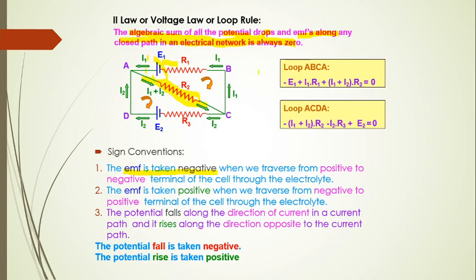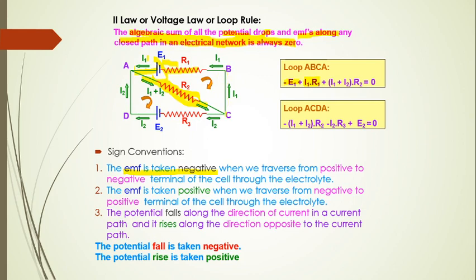Let us select one closed loop in this electrical circuit: A, B, C, A. In this closed path, start from point A. At this EMF, E1, we are moving from positive to negative, so it is minus E1. Across this resistance R1, we are moving opposite to the direction of the current. The current is I1, so I1 into R1 is a potential drop, and opposite to the direction of current it is taken as positive, right?